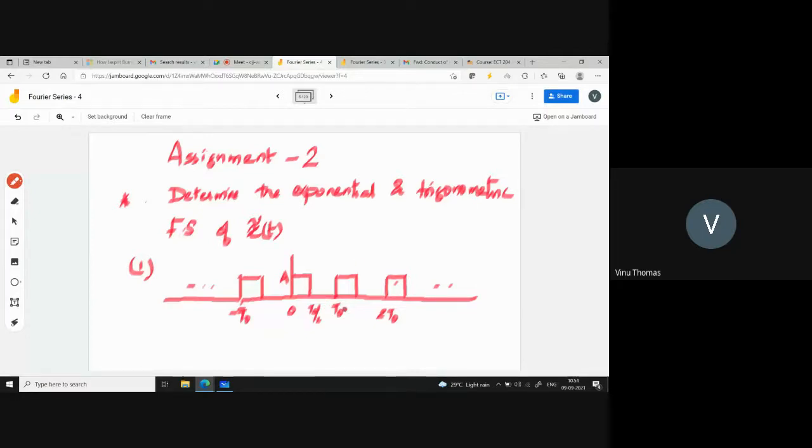So there is an easy way to look at this, which is to just subtract A by 2 from this waveform that we have drawn here. And just subtract A by 2 from this waveform. I'll use a different color to plot the waveform here.